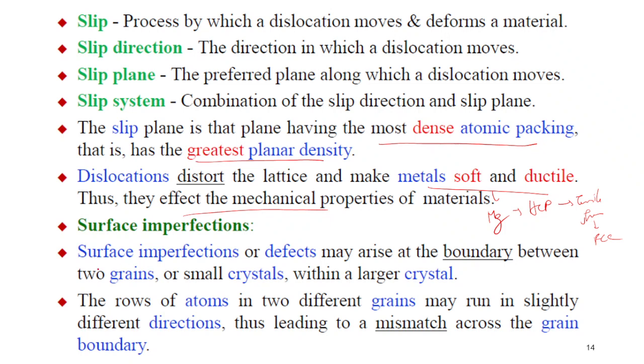Then we have surface imperfection. This surface imperfection may arise due to two grains or smaller crystals within a larger grain, that is, especially in polycrystalline material.